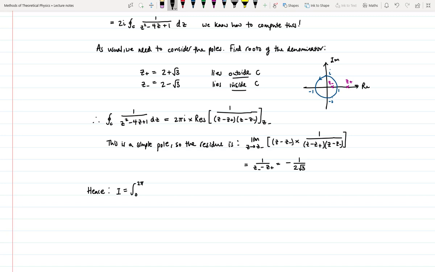to remind you, this is the integral from 0 to 2 pi of 1 over 2 minus cos theta d theta. Analytically continuing, we found that this was 2i times the integral of 1 over z minus z plus, z minus dz. And by the residue theorem, this is 2 pi i times minus 1 over 2 root 3. And we reach our final answer, which is 2 pi divided by root 3.